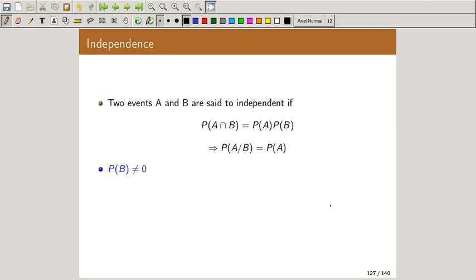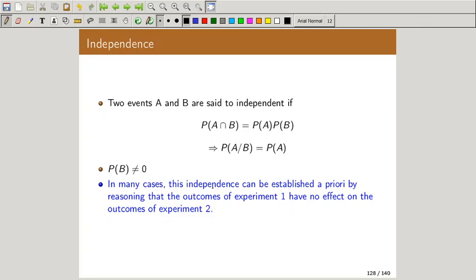Now obviously, these are two conditions which indicate two events are independent. Now here the probability of B should never be 0. Why? If it is 0, what happens? Now it becomes undefined. Otherwise here the probability of B should always be positive. It should never be 0. Okay, that is the condition that needs to be satisfied.